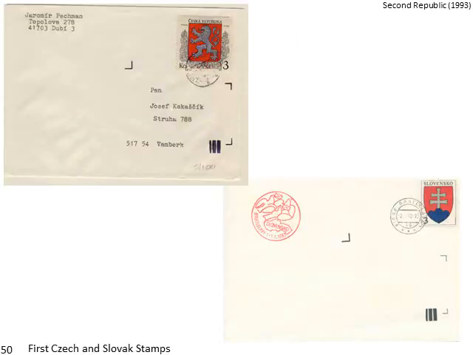Now, the formation of the Czechoslovak republics in 1993. The Velvet Revolution was followed with a Velvet Divorce. On January 1, 1993, the country divided into the Czech Republic and the Slovak Republic. The first stamp issued by each of the two new republics featured their coat of arms.